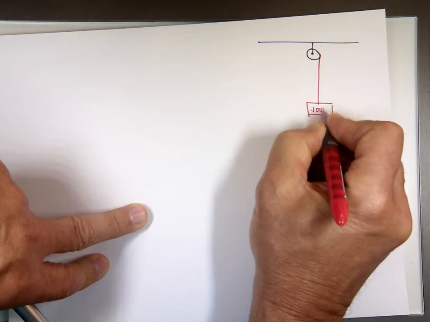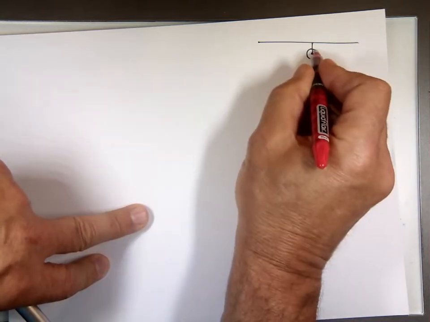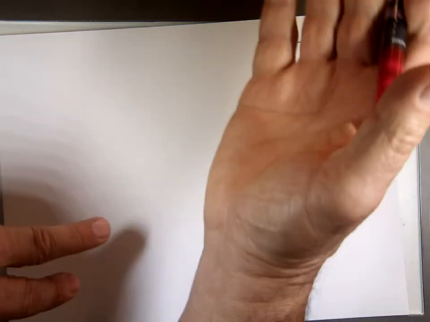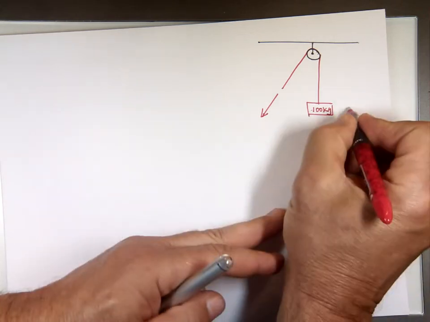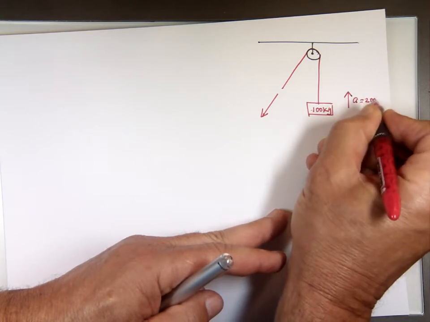100-kilogram box, and the pulley now is attached, and people pulling in this direction on it to make it move up. So I get a couple of people on this end pulling on that rope to make this one move up. So this is going to move up at an acceleration of 2 meters per second squared.